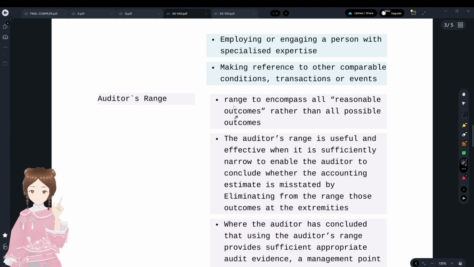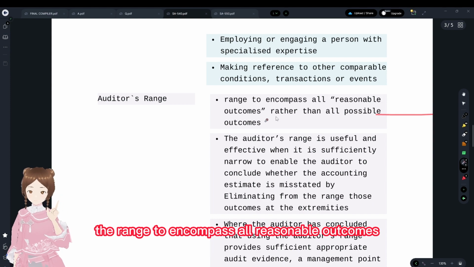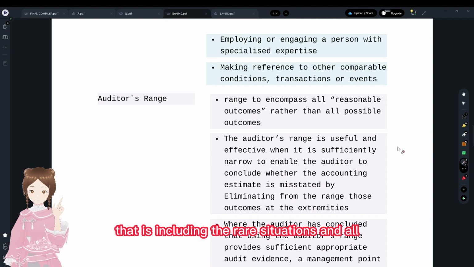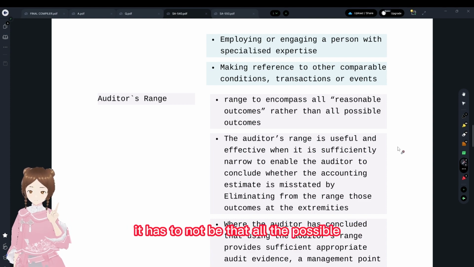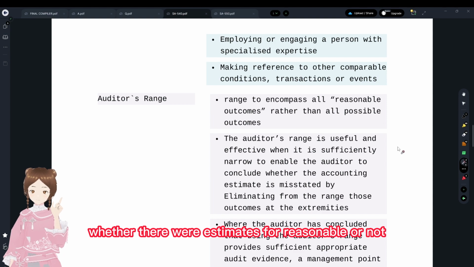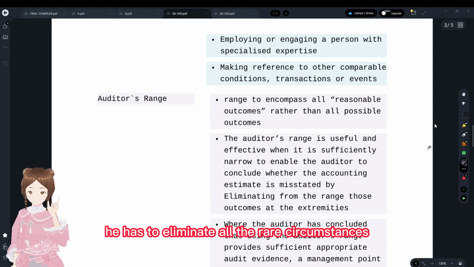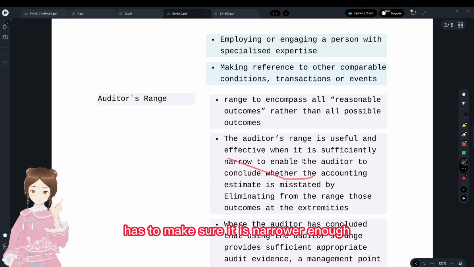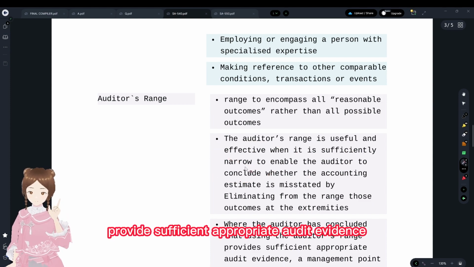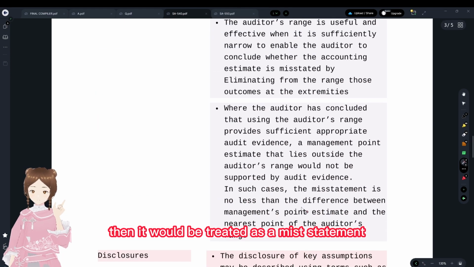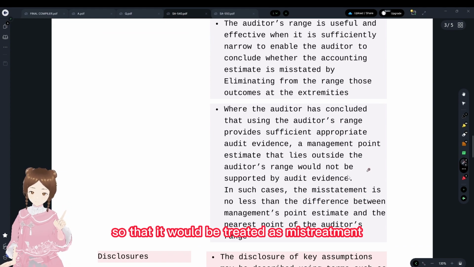The auditor's range should encompass all reasonable outcomes rather than all possible outcomes. You see, the auditor should not include all the outcomes, that is, including the rare situations. It should not be all the possible things, but all the reasonable outcomes. In order to determine whether the estimates were reasonable or not, he has to eliminate all the rare circumstances and include all the reasonable things. He has to make sure it is narrow enough to provide sufficient appropriate audit evidence, and that range should be narrow. When there are any deviations, it would be treated as a misstatement.